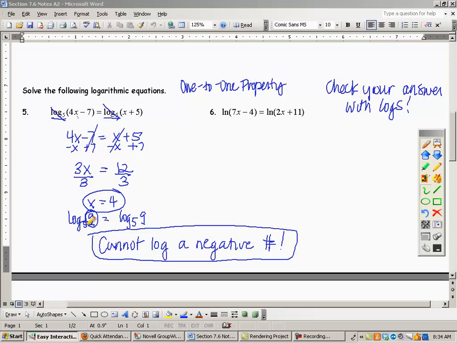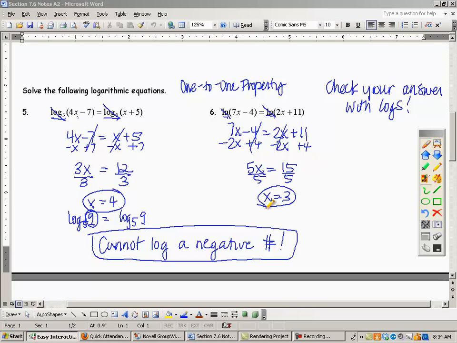Okay? And I'll talk about that on the back side. Take a look at 6. Again, the logs are the same on either side, so I can cancel them. So I have 7x minus 4 equals 2x plus 11. Again, I'm going to move things. I'm going to subtract a 2x and move it to the left, which means I'm going to move 4 by adding it over to the right. 5x equals 15. So when I divide by 5, x equals 3.